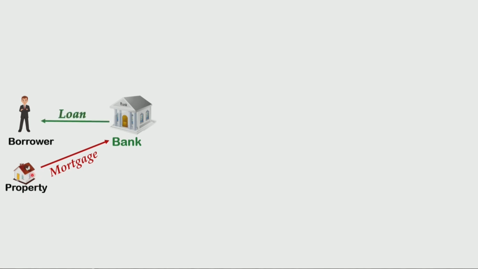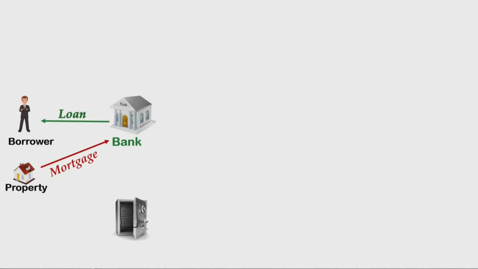So what do you think this property has undergone? The possession of this property is still with the borrower, right? The property doesn't move to the bank. What moves to the bank is not the property but the title deed of that property. It is the title deed of that property that is given to the bank as mortgage. And what does the bank do? The bank keeps this title deed in its safe locker.